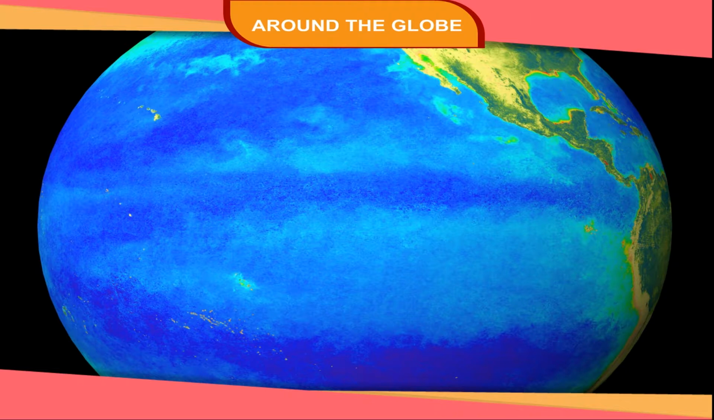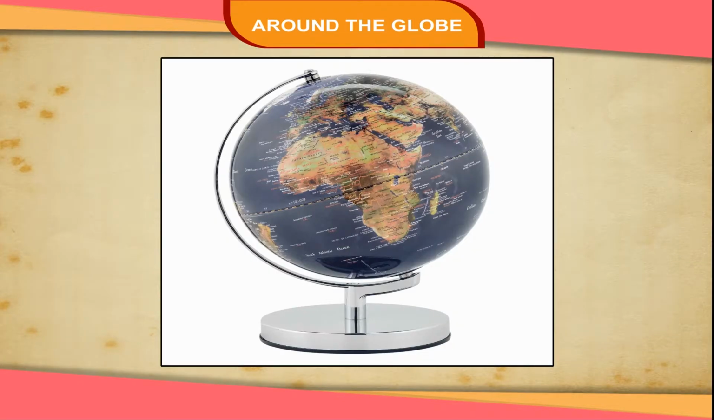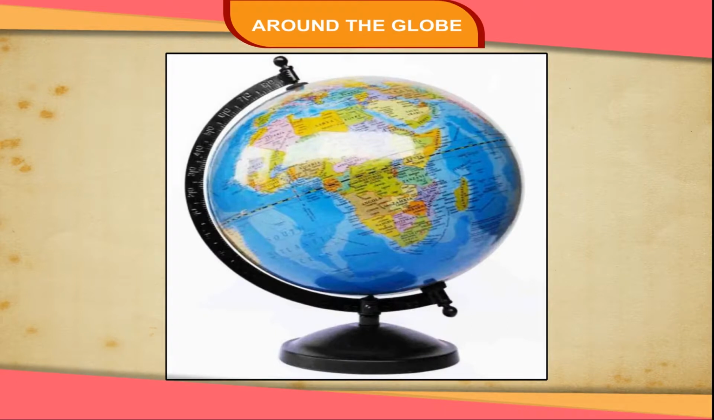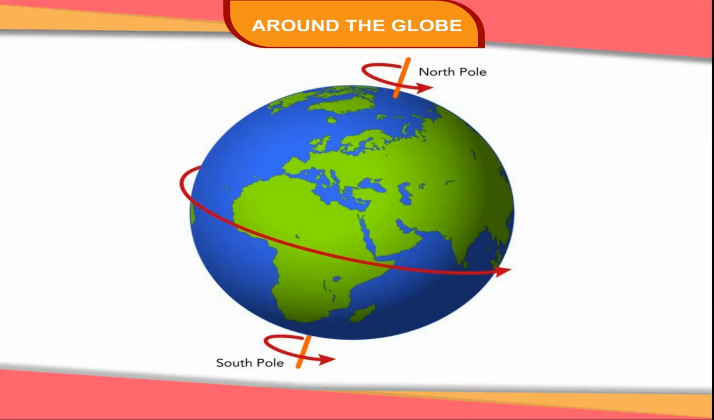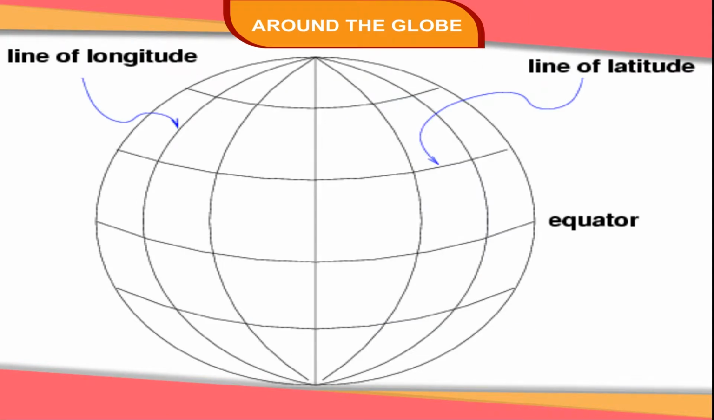But it is not possible to see the whole Earth at a time on the globe. We can see only half of it at a time. The other half can be seen by rotating the globe around a rod that passes through 2 extreme points. This rod represents the Earth's axis and the extreme points represent the Earth's poles. The point at the top of the globe is called the North Pole and the point at the bottom is called the South Pole.